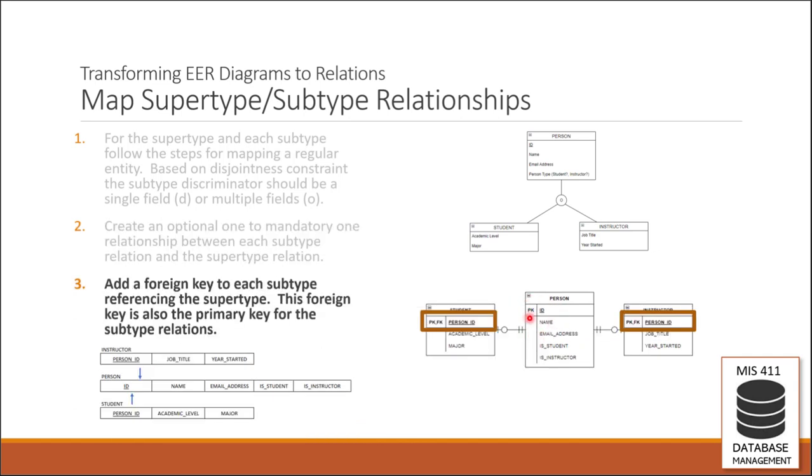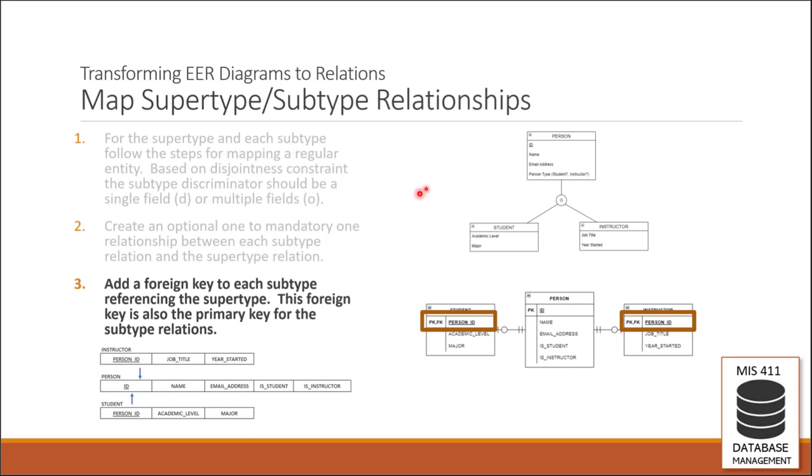This would not change for the different completeness constraints or disjointness constraints. For the last step, now we need to put primary keys in these new relations. All we're going to do is pretty simple: we create a foreign key in the subtype referencing the supertype. Person ID references the ID primary key of person, and that foreign key is also going to be the primary key. There's no need to create a separate primary key in this case. The foreign key itself is sufficient. We can see down here the person ID in instructor references the person ID field, and the person ID in student also references the same person ID field.